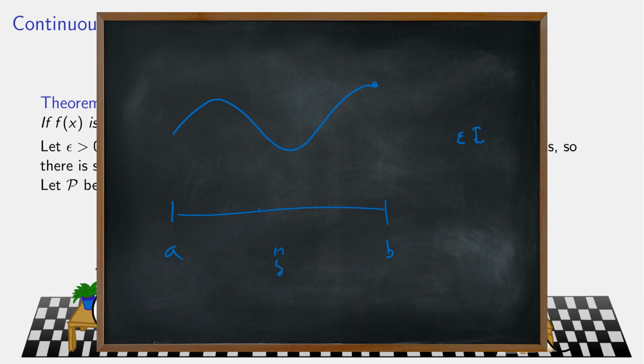Any 2 points whose distance is less than delta, down in the domain, the distance in the range will be less than this epsilon here. I'm picking a norm given by this delta. So now pick a partition whose norm is that small, which means that on each piece, some nice stuff is going to happen.